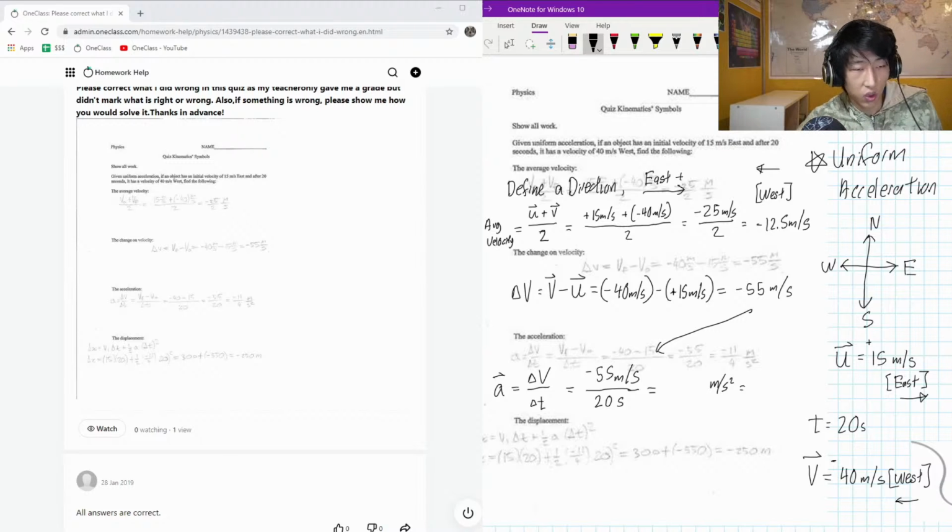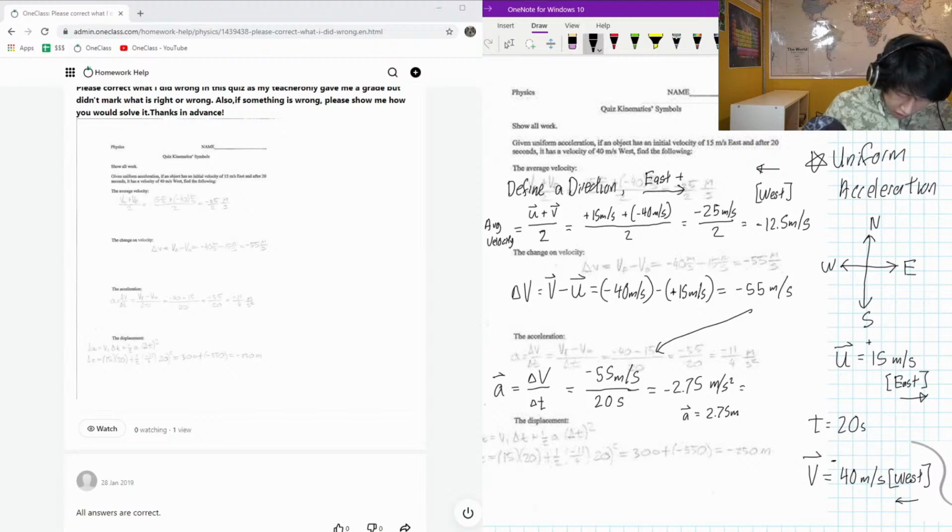Okay, so then we're going to do a quick calculation. 55 divided by 20. Now, I am not the sharpest tool in the shed, so I can't do that in my mind instantly, but that's okay. That's why we got calculators. And I got negative 2.75 meters per second squared. And negative, for the same reason, we have going towards the west as our negative direction. So even better, it would be to say the acceleration as a vector is 2.75 meters per second squared towards the west.